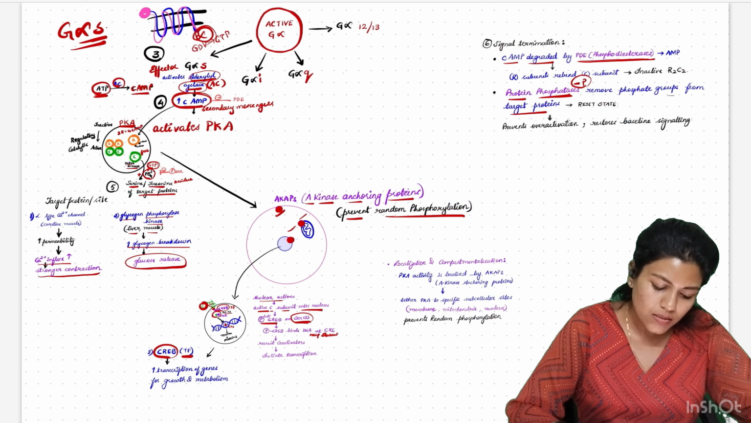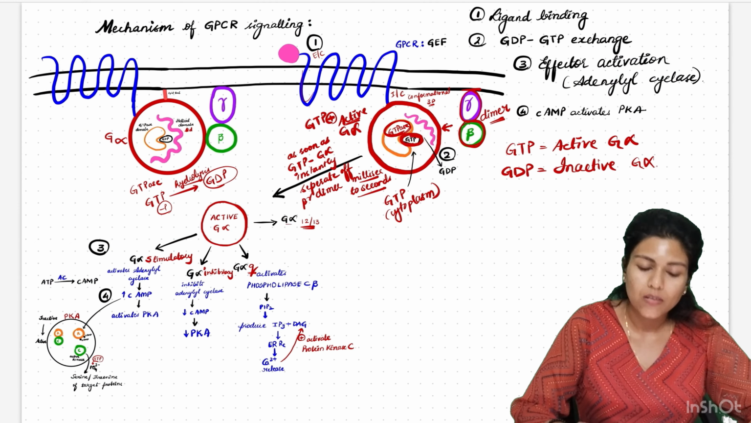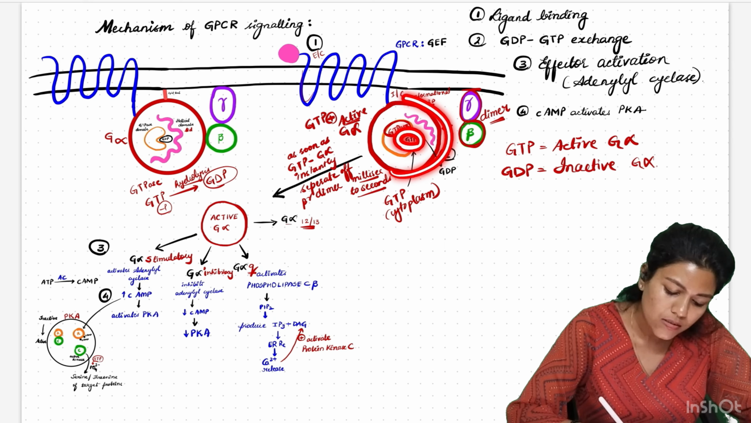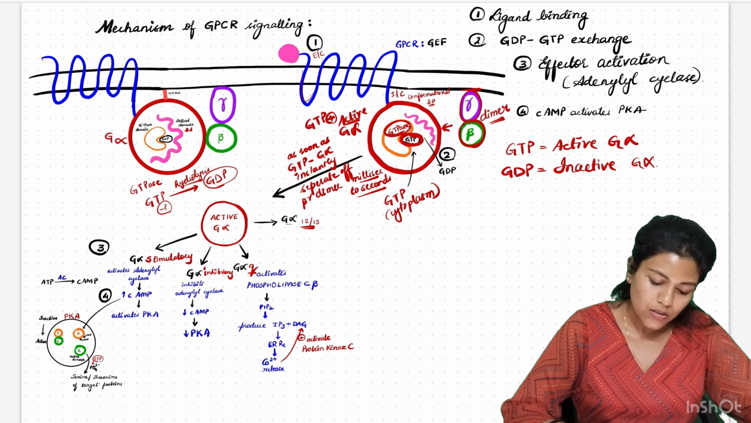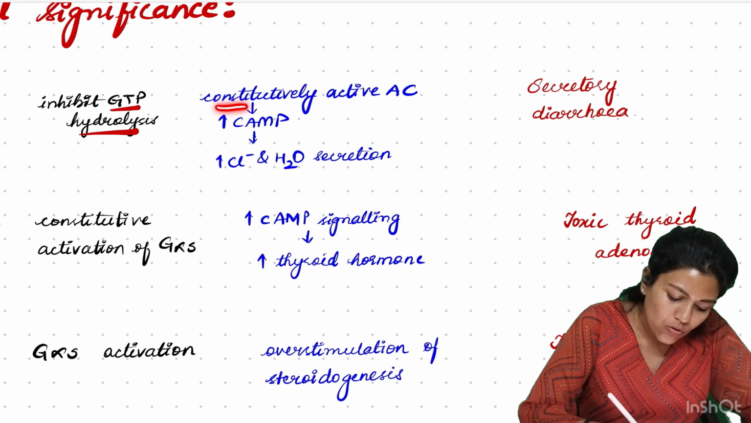So cholera toxin will not let the GTP hydrolysis occur. It will cause continuous stimulation. Continuously GTP will be present, continuously G alpha will be stimulated. So the cholera toxin will inhibit the GTP hydrolysis and it will cause constitutively active adenylyl cyclase, an increase in cyclic AMP.